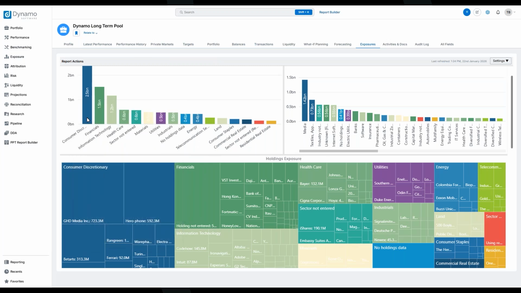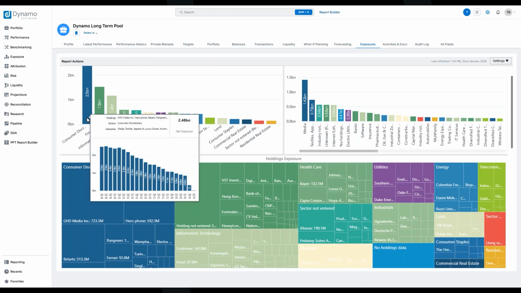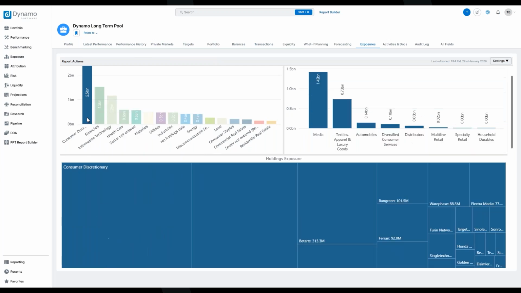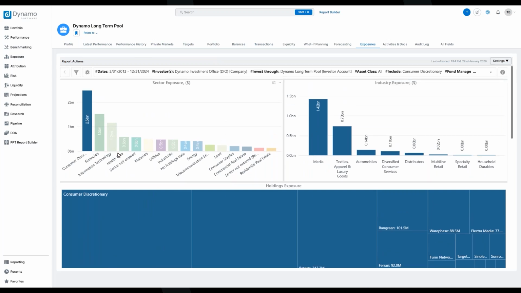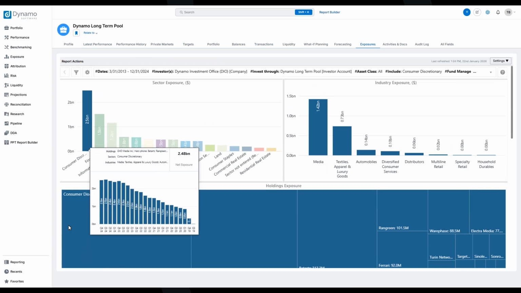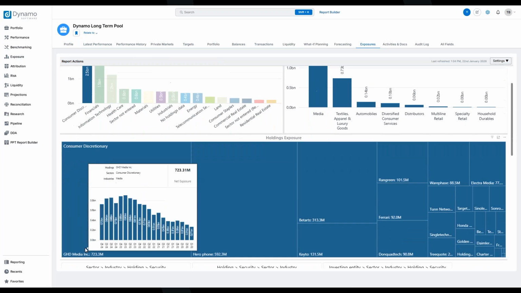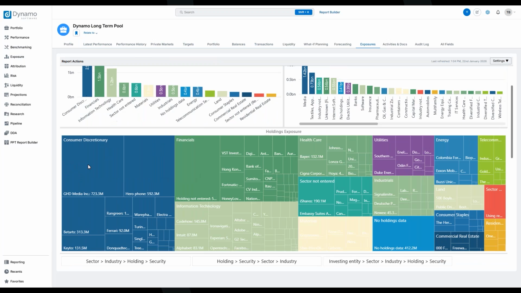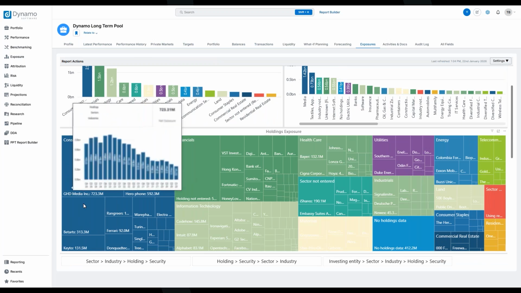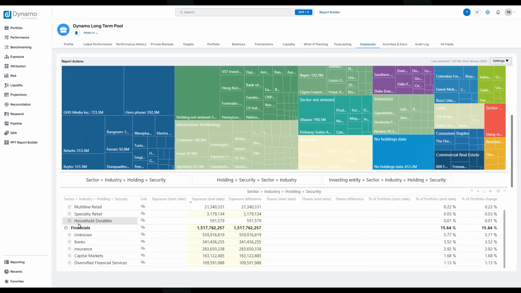If I come back up here, if you've used Power BI reports, they're interactive. You can hover over them. If I click on a particular sector here, it'll automatically filter through. These are the industries that are representative of consumer discretionary, and now I'm just looking at the holdings of consumer discretionary. If I'd like to go back, I can click on that. I'm right back to where I was. So that's kind of from a visual standpoint.